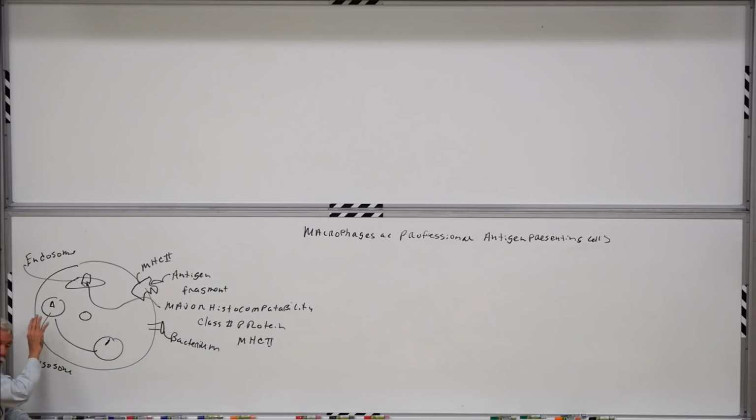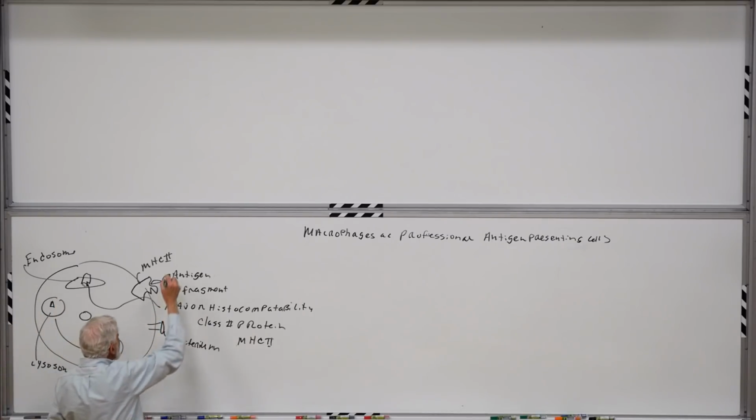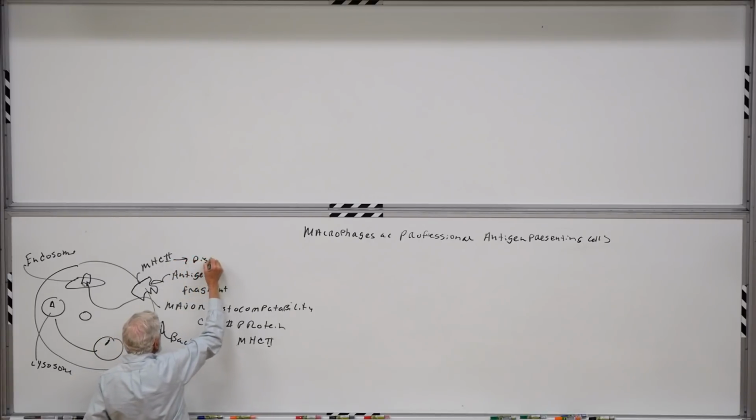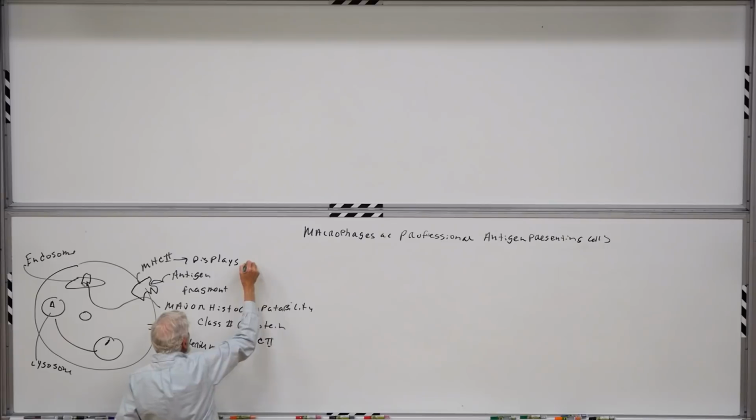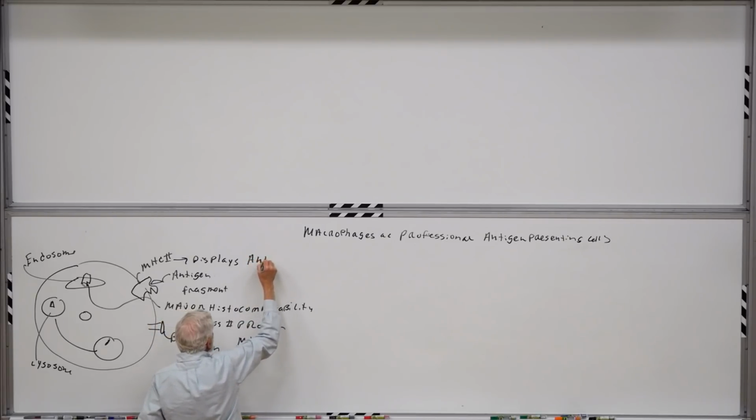Macrophages do this. We're going to see a related description of this when we talk about naive B lymphocytes, with their antibodies being thrust out into the world, finding an antigen to bind to, and then running through this process. And we're going to see that MHC2 displays antigen fragment.